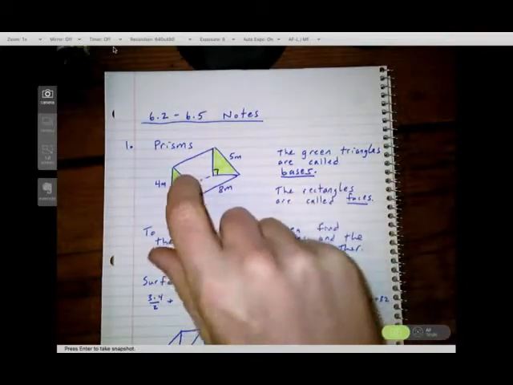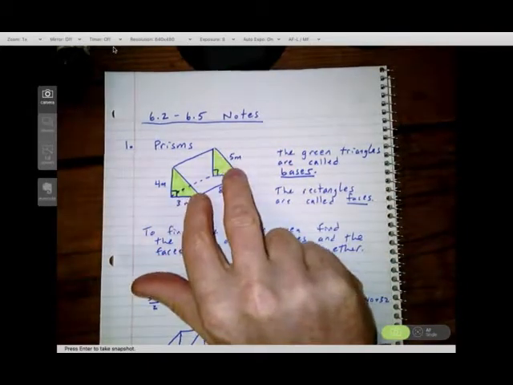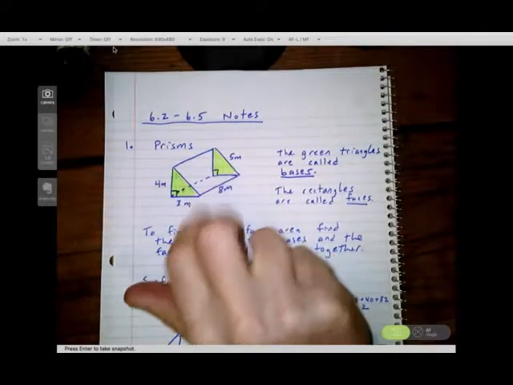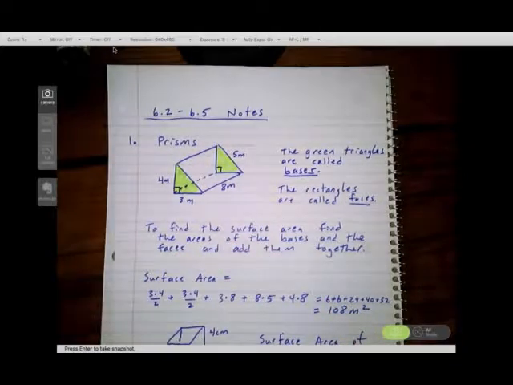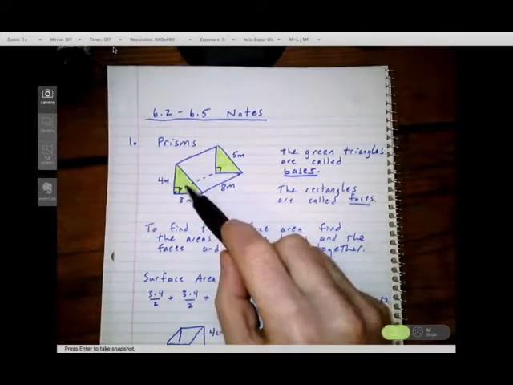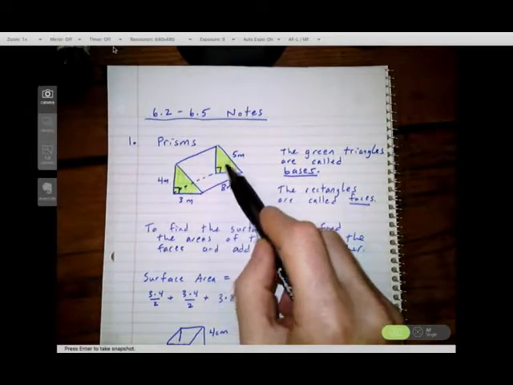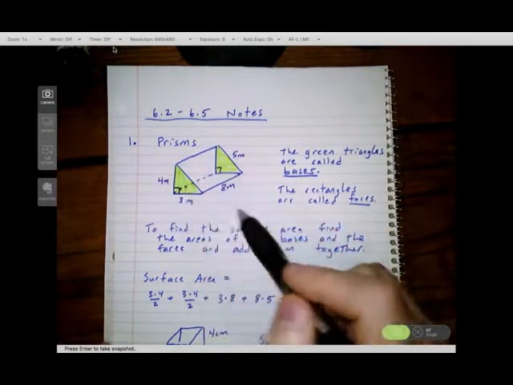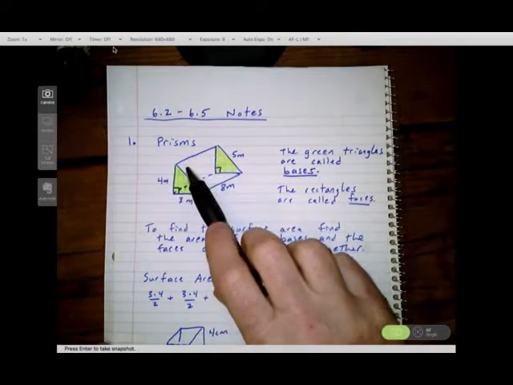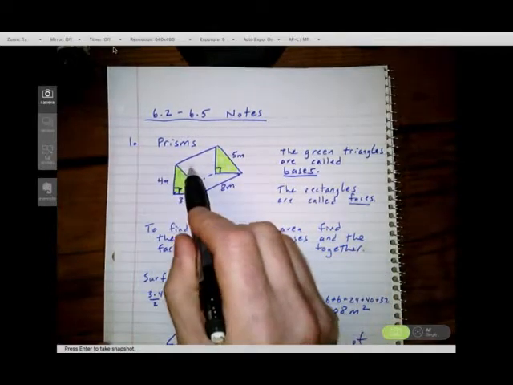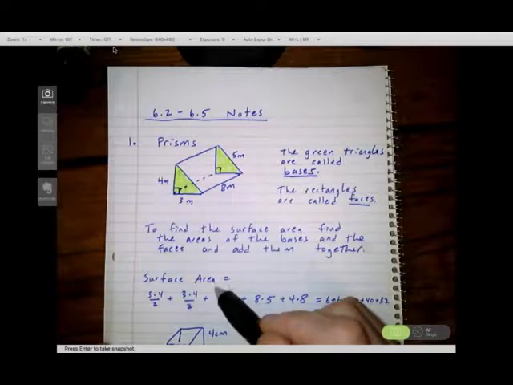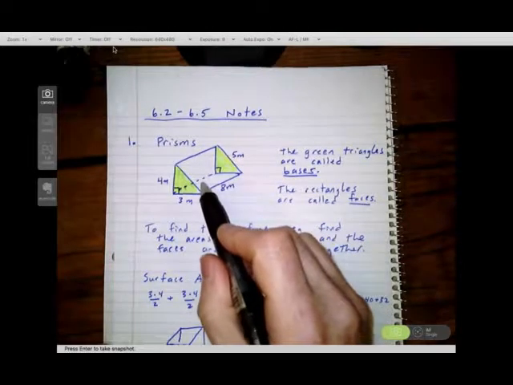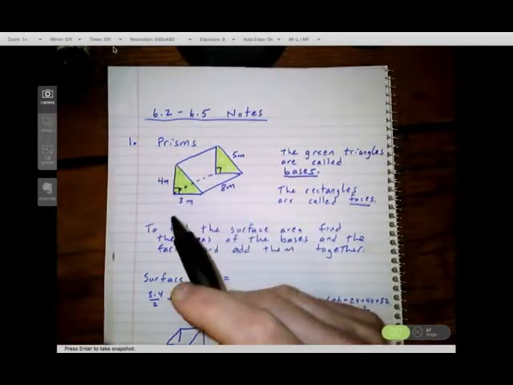Okay, what a base is for a prism, they are the sides or the shapes that are exactly the same and parallel to each other, so they never intersect. So in this prism here, these green triangles are the same size and they never touch each other. So the base of this prism is the green triangle. Okay, the other sides, like this rectangle here, there's a rectangle in the back and one on the bottom. Those are called the faces. So this prism is made up of two green triangle bases and then one, two, three rectangle faces.